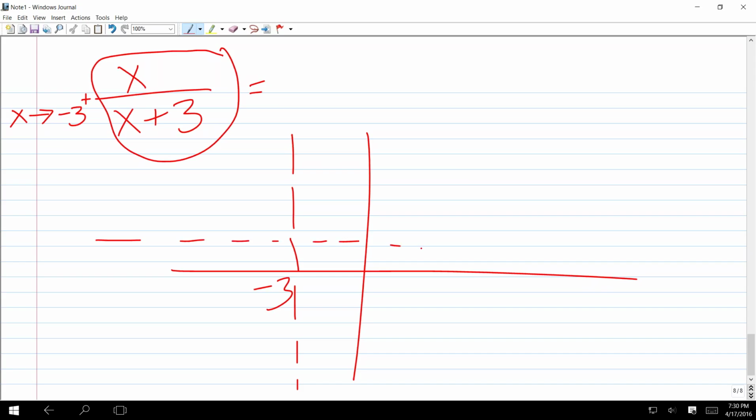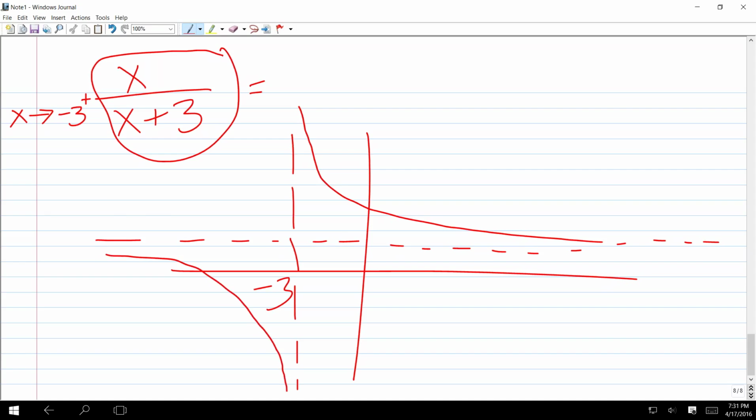Yeah. So there's my grid for graphing this thing. And it's hyperbolic in nature. And right, so it's going to look something like that. Okay? And so if I look at that graph, what happens as I approach -3 from the right-hand side? What does the limit go to? -3 from the right-hand side.